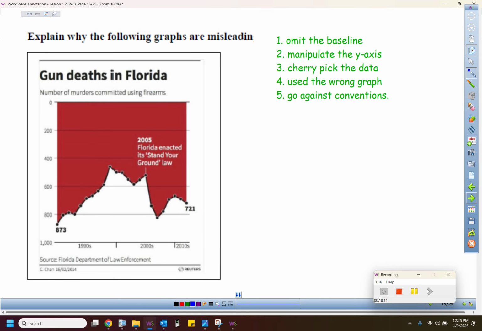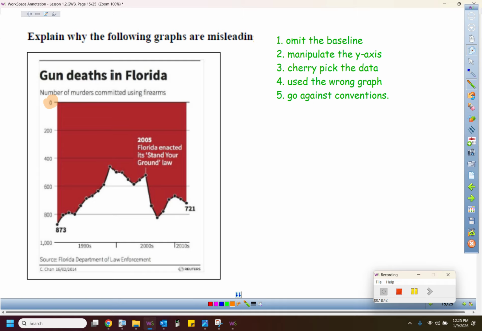Let's look at the first one and see what's going on. Did they omit the baseline? If you look down at the bottom, it's supposed to be 0, and that's 1,000. But we have to add a caveat. You see on the y-axis there is a 0, but it's kind of in the wrong place. You know what I'm trying to say?